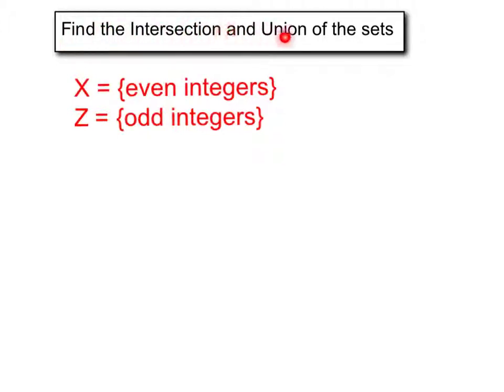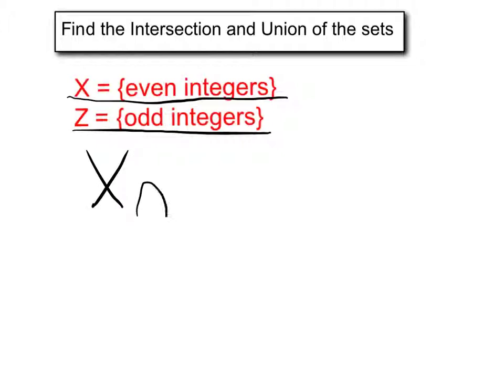Find the intersection and union of these sets. So now that we know how to find the intersection and union, we shall try this problem. We see that X is all even integers and Z is all odd integers. To find the intersection, we must see where they cross. Even and odd numbers never cross because there are no even and odd numbers that are the same. For the intersection, X and Z are an empty set. To show this, we use this symbol, or just empty brackets like this.